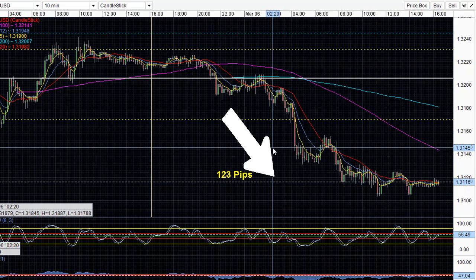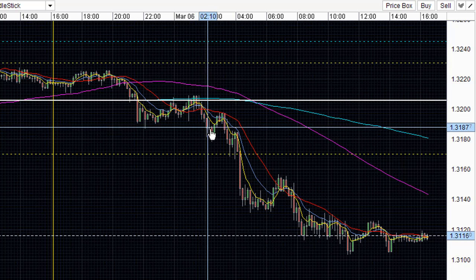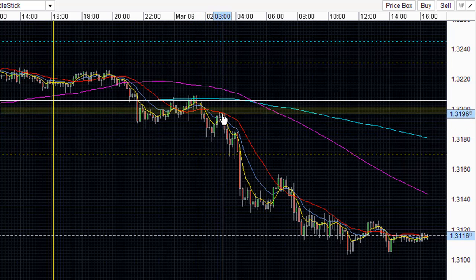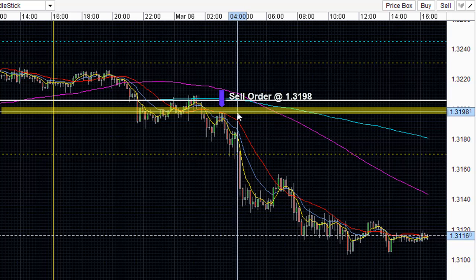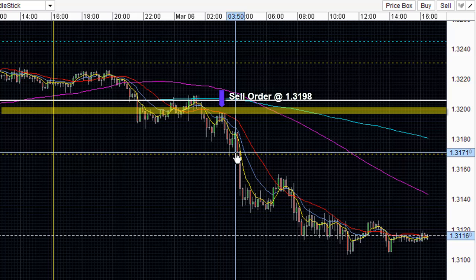Now, if you were looking for an opportunity to enter short or sell the Euro US dollar pair, then you could have done it right after the London Open when price pulled back and retraced up to this 3200 psychological zone. You could have placed a sell order here upon bearish confirmation and took your profit near this 61.8% Fibonacci retracement level, which was formed from the recent rally up.